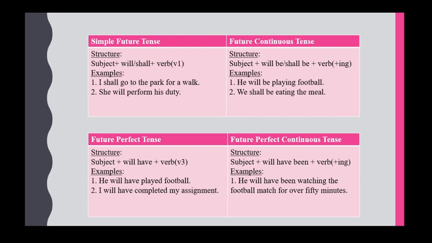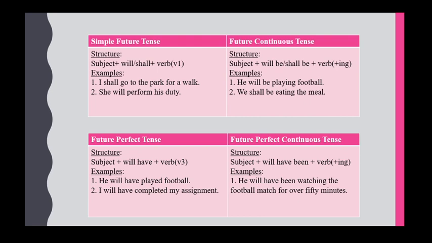See first the structure of the simple future tense. Subject plus will or shall plus first form of the verb. Please remember, friends, that will can be used with any of the 7 pronouns, but shall is used with only 2 of the pronouns, that are I and we. See the examples. I shall go to the park for a walk. I is there, so I am using shall. In the second, she will perform her duty. She is not I or we, so I am using will. Be very clear with this.